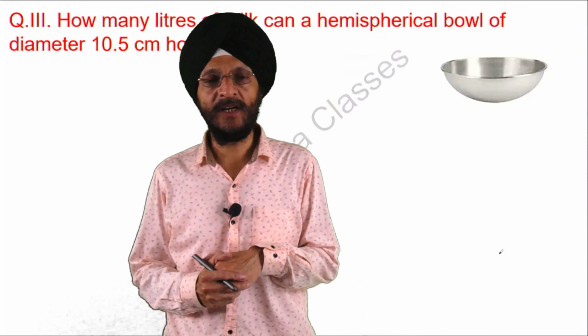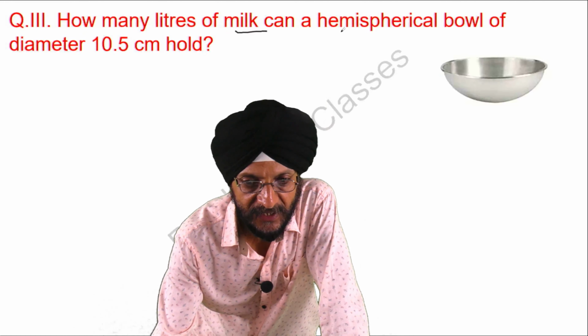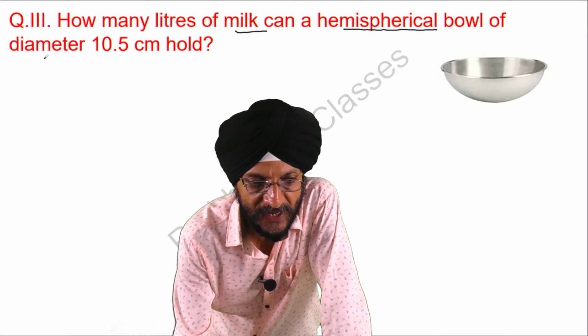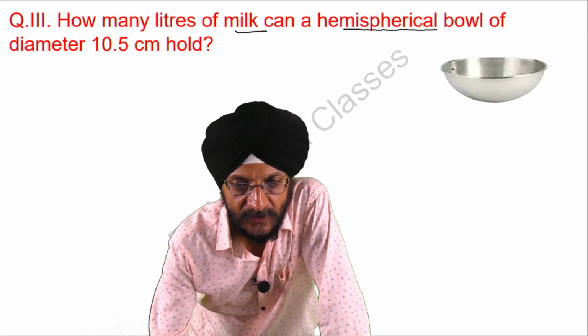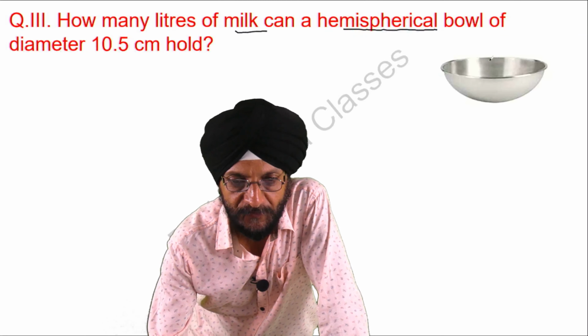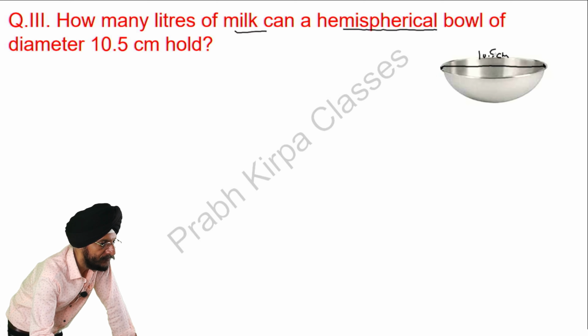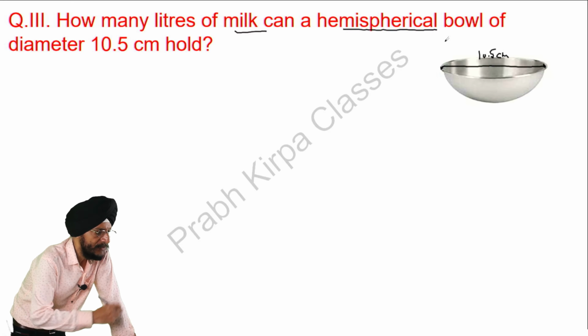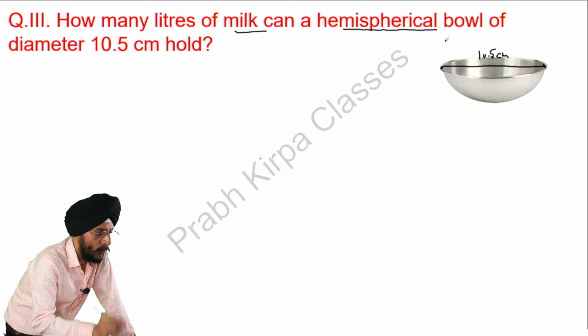Now the question before us is, how many liters of milk can a hemispherical bowl of diameter 10.5 centimeter hold? This is the hemispherical bowl. What has been given? We have been given diameter from this point to this point. What is this? It is 10.5 centimeter. Now what has been written? How many liters of milk the hemispherical bowl can hold?